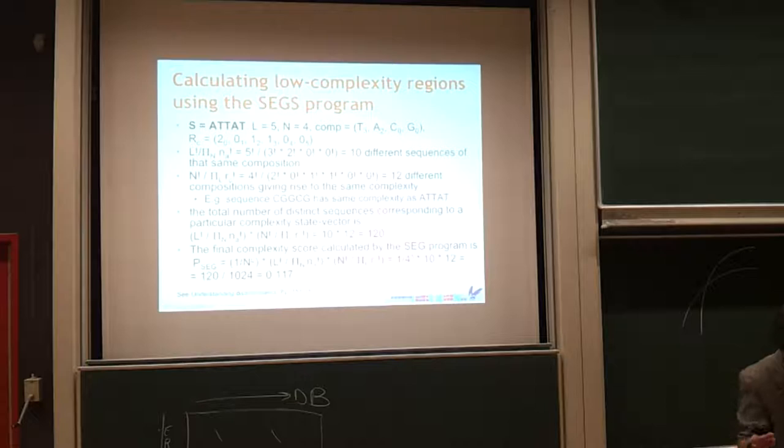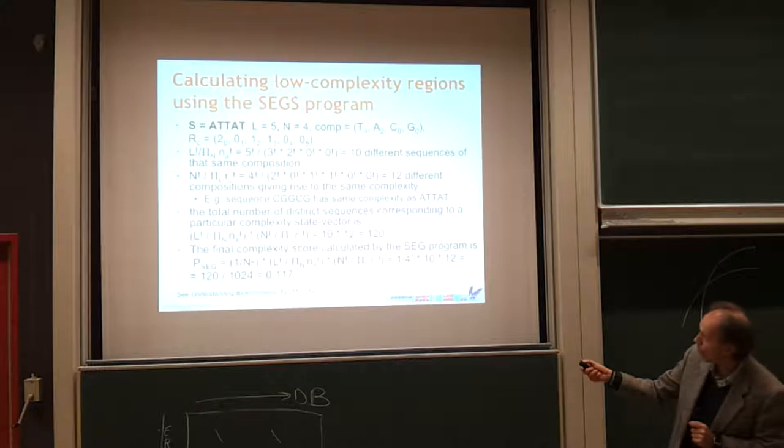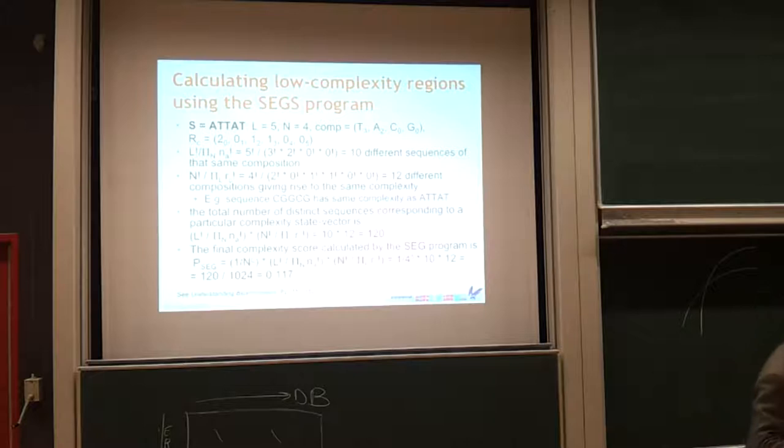Yeah? Okay, so there are 12 in this example, 12 different compositions. Something happening in that corner for the mouse? Somebody staring at us. What is the mouse being done? Anyway, okay.